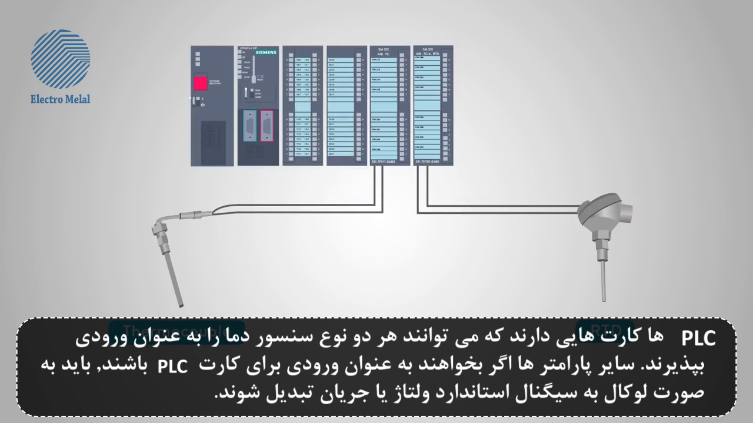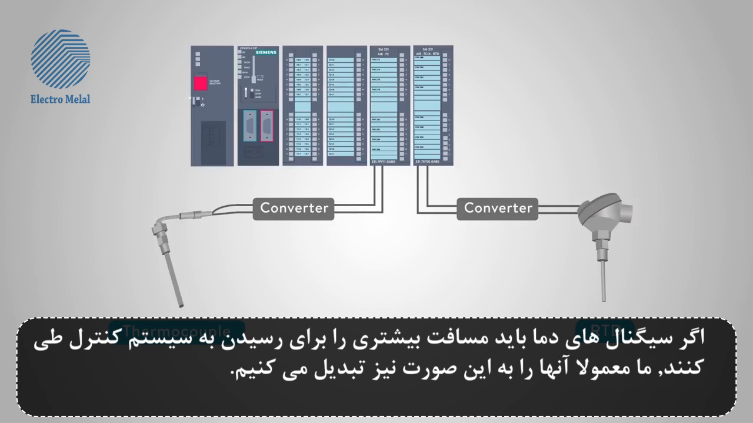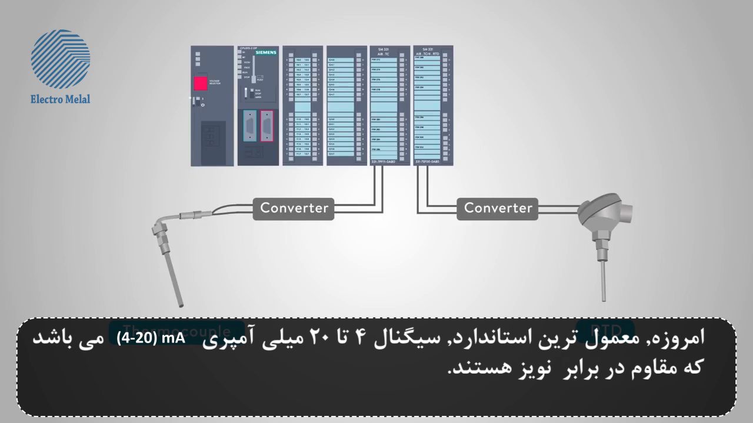The rest of the signal categories are converted locally into a more generally understood form of signal, either voltage or current, before being connected to the control system. If the temperature signals have to travel very far to the control system, we usually convert them like this also. The most commonly used standard today is the 4 to 20 milliamp signal because of noise immunity and other characteristics.